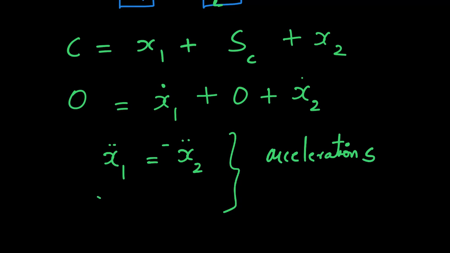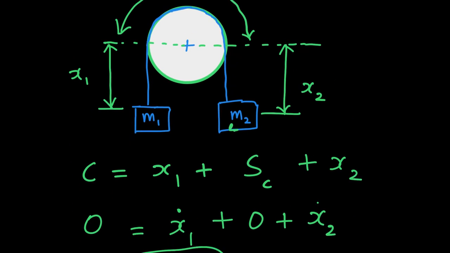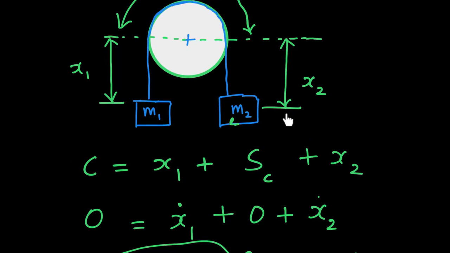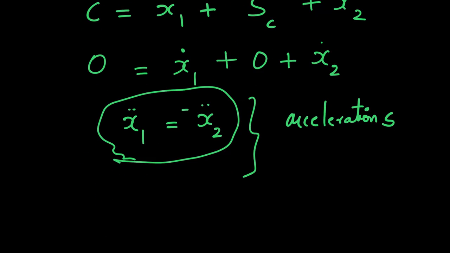So this expression clearly tells me that in magnitude the accelerations of both particles are the same. But when m2 is going downwards, my m1 will move upward. That's what the minus sign over here tells me. So this is a more formal way of showing that when you have an inextensible string, the masses that you have connected across the ends will have the same acceleration.